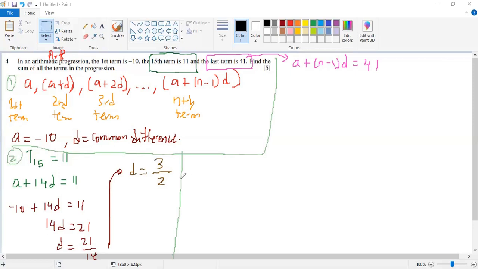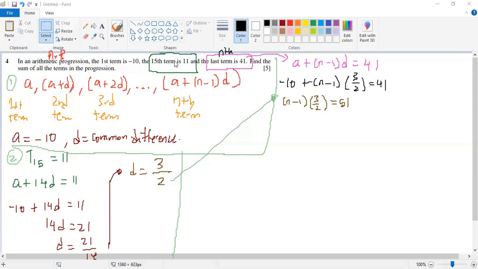And then let's go for this part, please. Let's substitute that. We realize that we can substitute a as -10 to figure out the value of n, because the last term is going to give the nth term. So -10 plus (n minus 1) times d, which is 3 over 2, equals 41. We bring it over: n minus 1 times 3 over 2 equals 41 plus 10, which is 51.